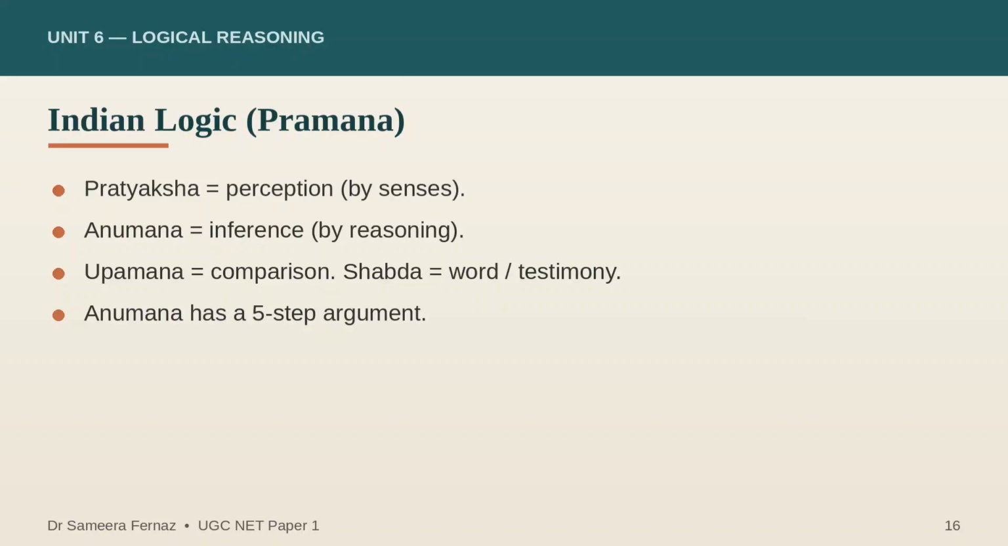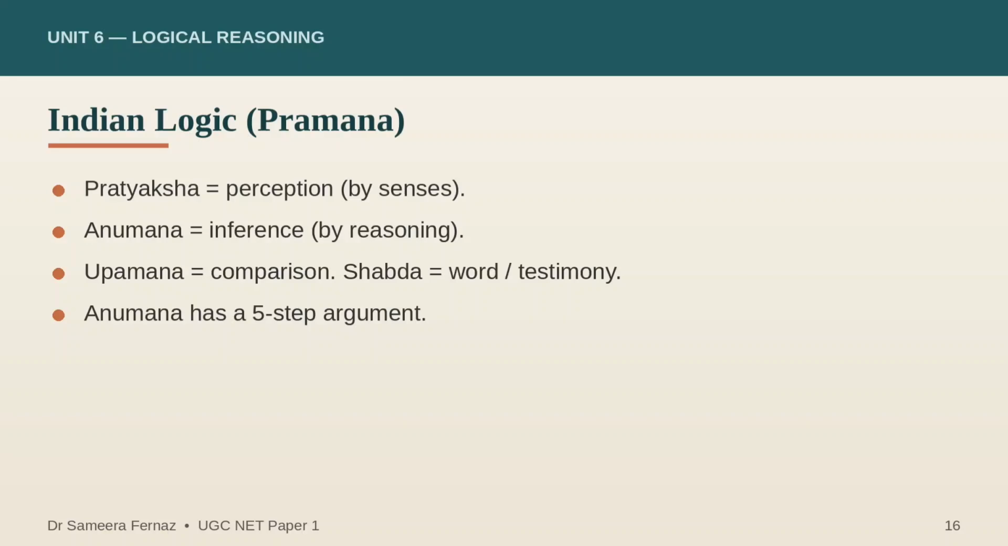These 4 words come almost every year. Please remember them. Now, pratyaksha means perception. Anumana means inference. Upamana means comparison. There is also a famous 5-step argument in Indian logic called Anumana. The 5 steps are Pratijna, Hetu, Udaharana, Upanaya and Nigamana. You do not need to learn all deeply, just know Indian logic as a 5-member argument.